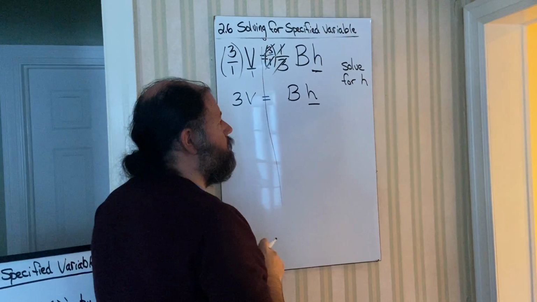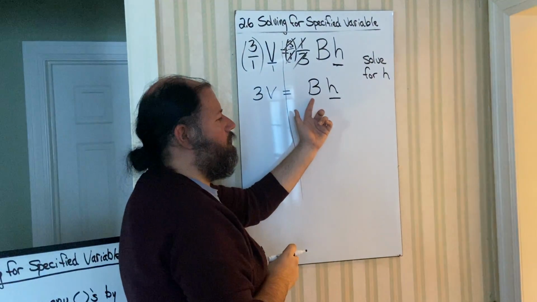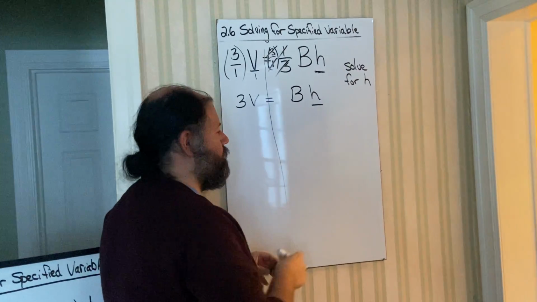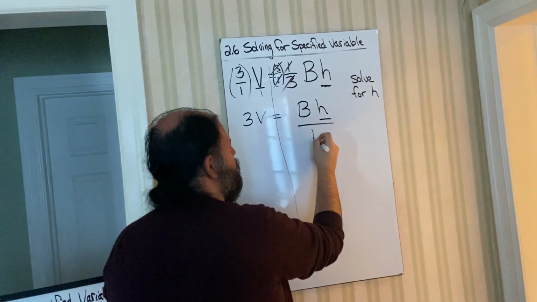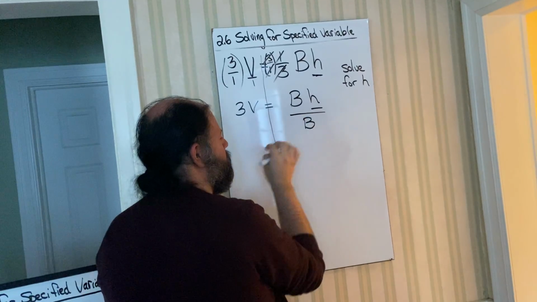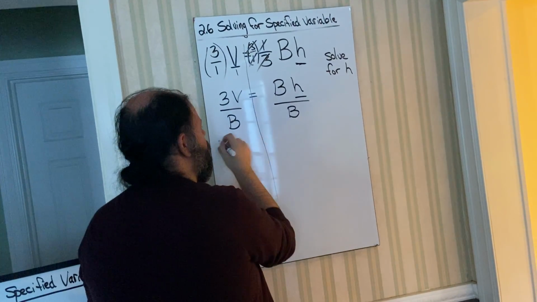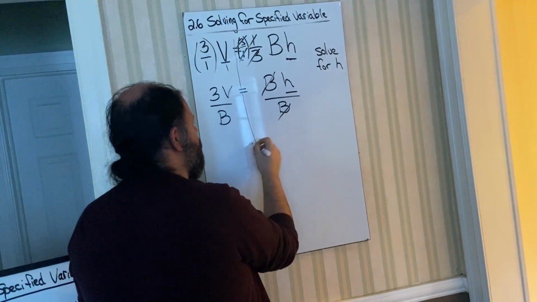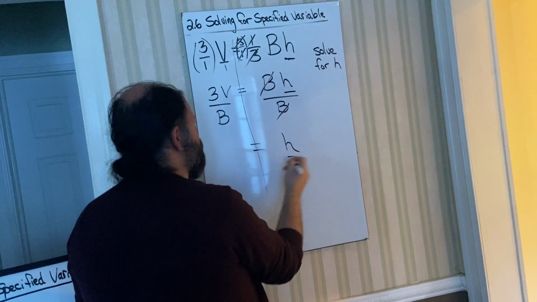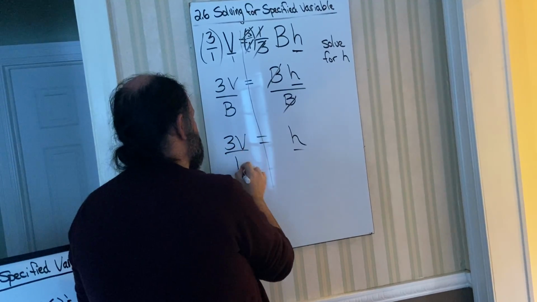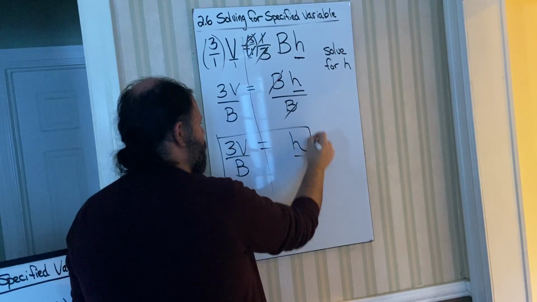The next thing you want to do, remember, that is not a fraction, so we can divide. So divide both sides by the big B, because remember, we want H to stay. So these cancel out, that gives you H. 3V over B, nothing matches, so then you just leave it like this.